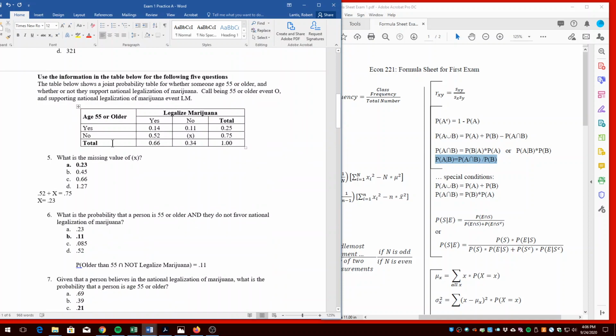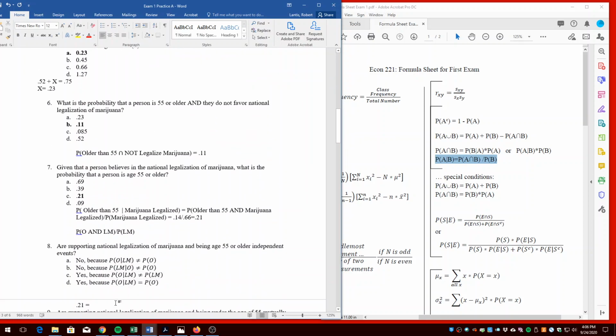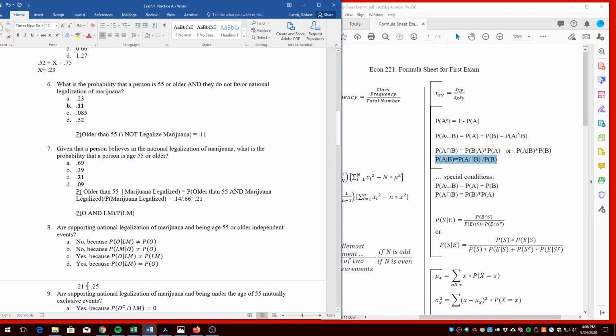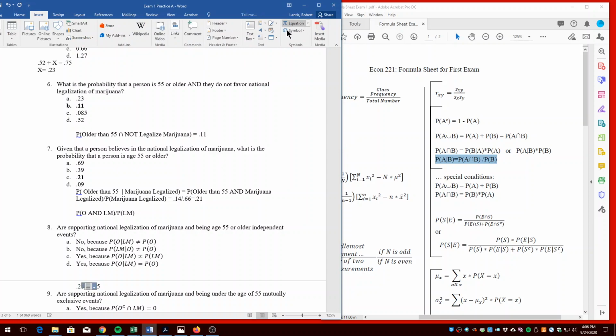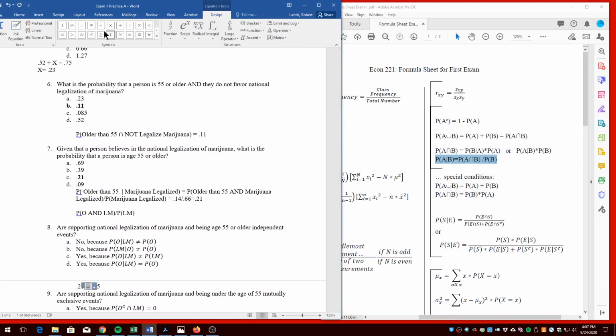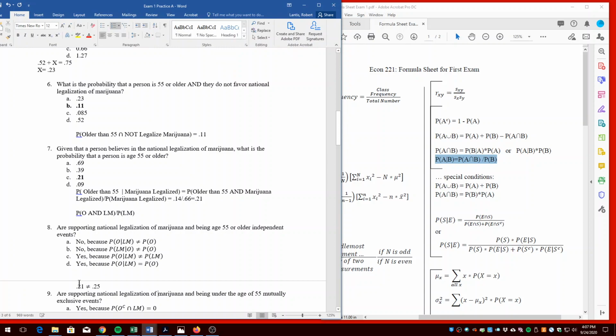So I go up here, what's the probability of being older than 55? 0.25. So sure enough, these two things aren't quite equal to each other. And so, where's my not equal to sign? There we go. Because they're not equal to each other, we would say they're not independent events.